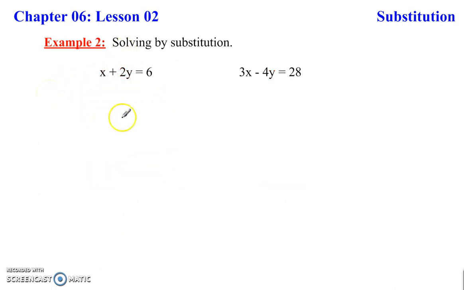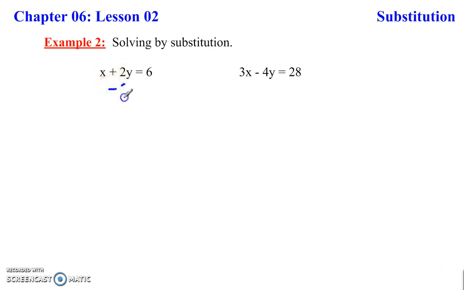There's my solution. I used substitution. Right, here's an example. Now notice neither of these is solved for one of the variables. The ideal variable to solve for would be the one that doesn't have a coefficient. So go ahead, pause this video, solve for x, and then substitute what you get in for x over here. Go ahead, pause now.